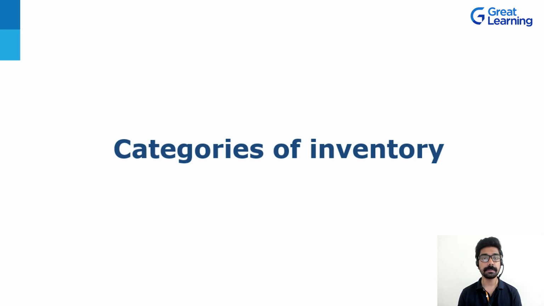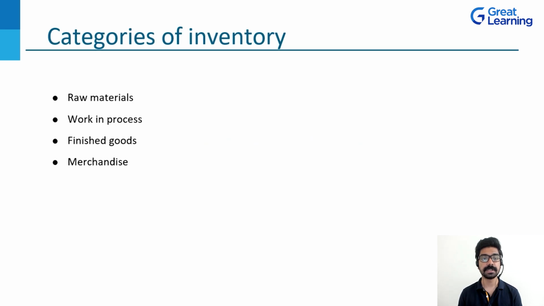So how will we be able to categorize the inventory? What items are we storing, and which category are they falling under? That's exactly what we'll be discussing in this module on categories of inventory. The various categories involve raw materials, work in process, finished goods, and merchandise. These are the four categories I have put forward for you. Let's look at these one by one.